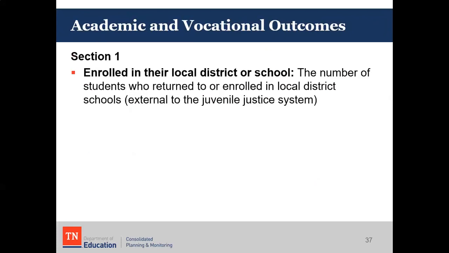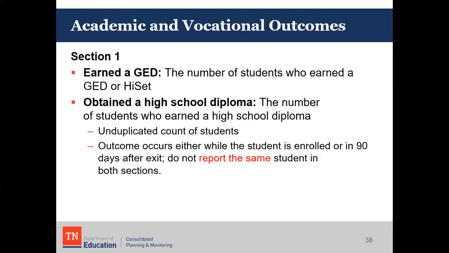So let's go through some of these academic and vocational outcomes. Section 1 is enrolled in their local school district or school. Pretty straightforward. The number of students who return to or enrolled in a local district school. This obviously would only occur as part of the 90-day follow-up post-discharge outcomes. Section 2, earned a GED or obtained a high school diploma. It goes without saying, but they shouldn't have both in there.